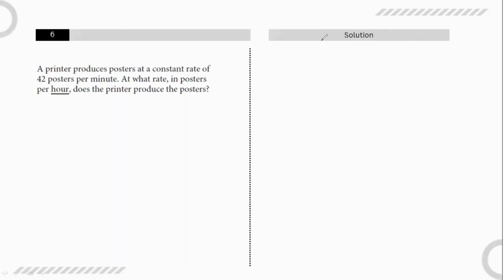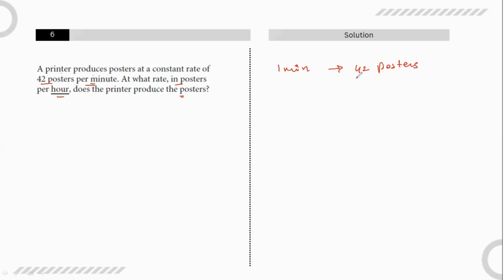Let's now move. Okay, now starting with the question, it says that a printer produces posters at a constant rate of 42 posters per minute. At what rate in posters per hour does the printer produce the posters? That means the concept asked here is actually unit conversion, right? Because in 1 minute, the printer is able to produce 42 posters. And the question says, at what rate in posters per hour? That means in 1 hour, how many posters can be created?